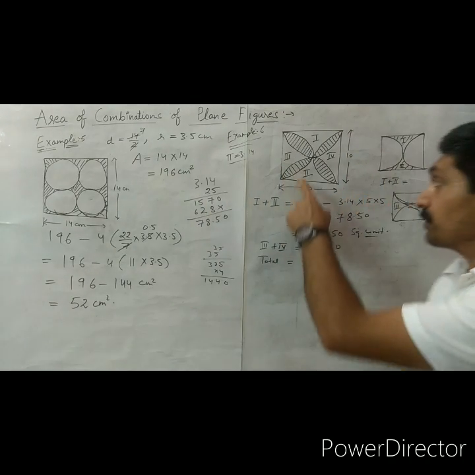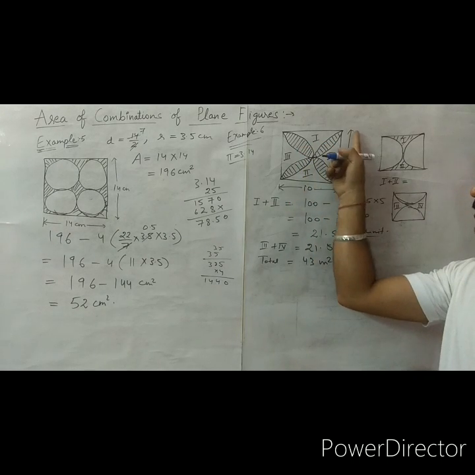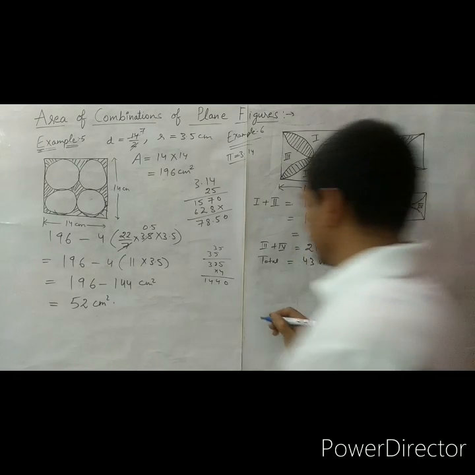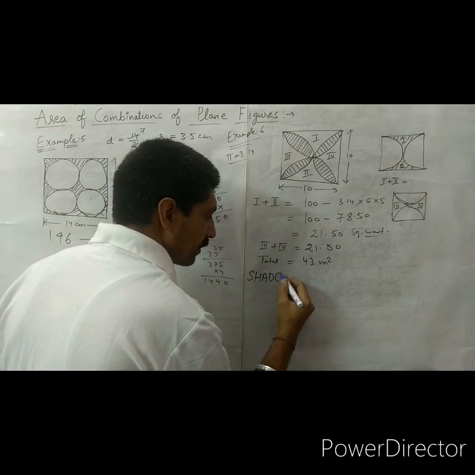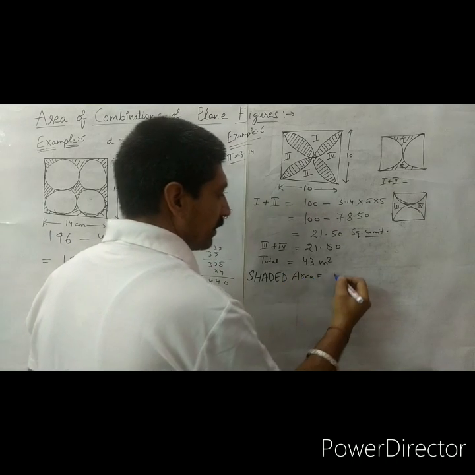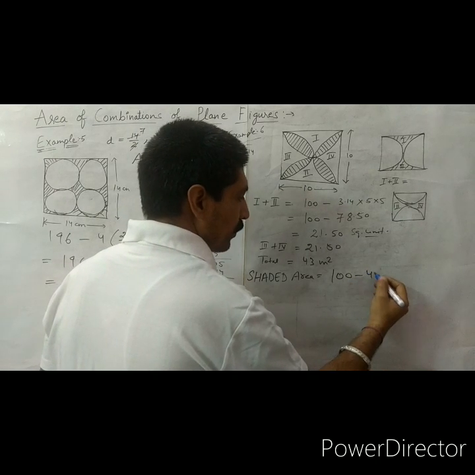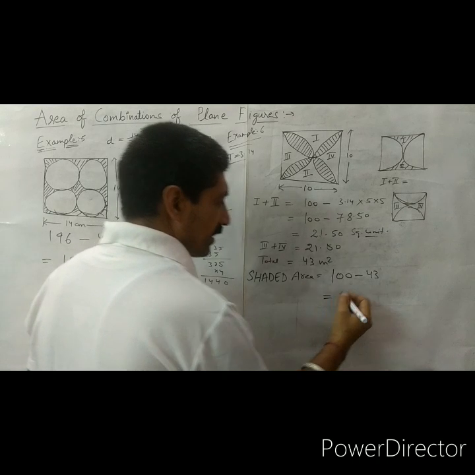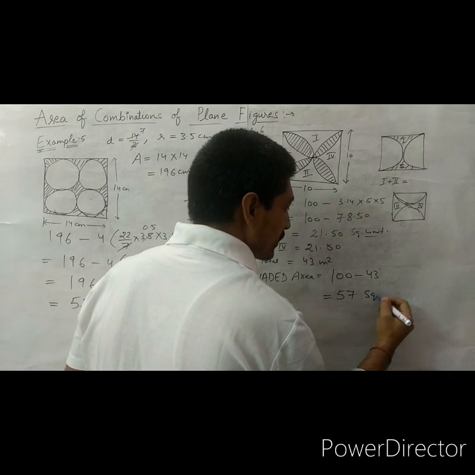We are interested to find this shaded area. The shaded area is equal to the area of the square minus the unshaded area, that is 43. So we have the shaded area is equal to 57 meter square or centimeter square, square units.